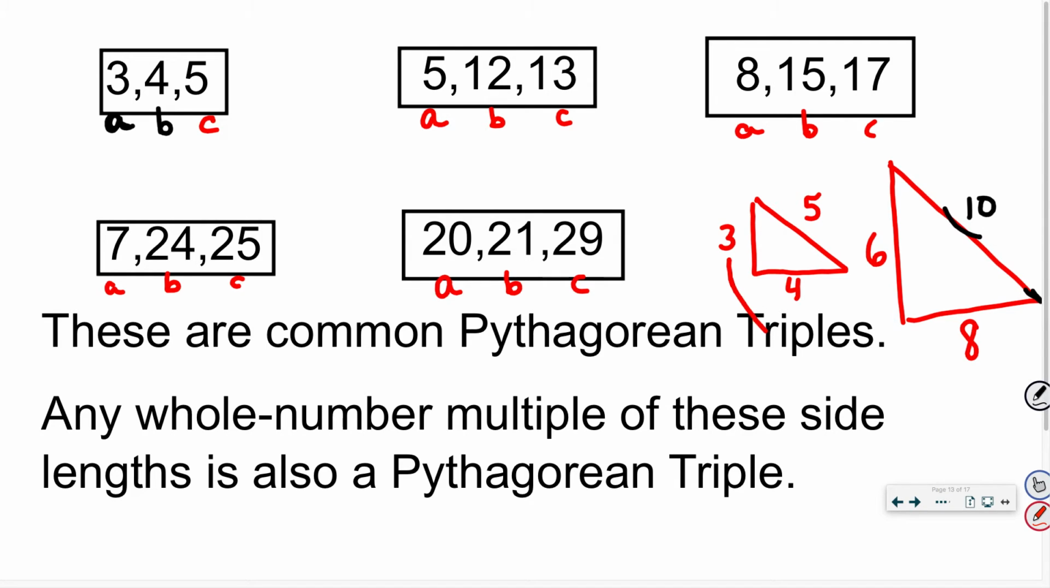Yeah, if I multiply 3 by 2, I get 6, and 4 times 2 is 8, which means this would be 5 times 2, or 10. Now, if I needed to do the calculation to prove it, I could. 6 times 6 is 36. 8 times 8 is 64. Those two numbers together equal 100. The square root of that is 10.